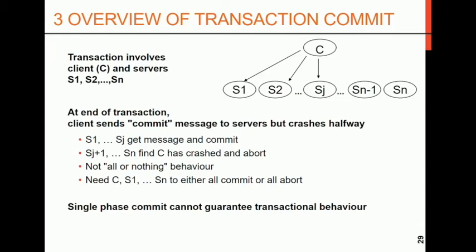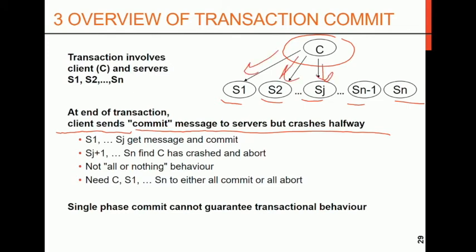As we said earlier on, when resources are committed, when a transaction is said to be complete, we use something called the two-phase commit protocol. Here's an example where you've got a client and a number of servers, and the client sends a commit message to servers but crashes halfway. Here we're assuming that the client is actually the transaction manager. So they're sending commit messages to this one, this one, this one, but then the client themselves crashes, and these messages never get to their destination.